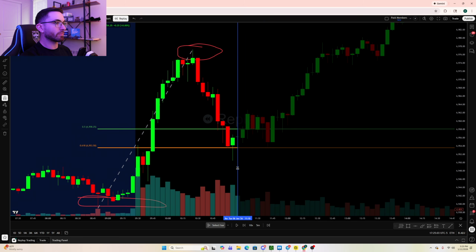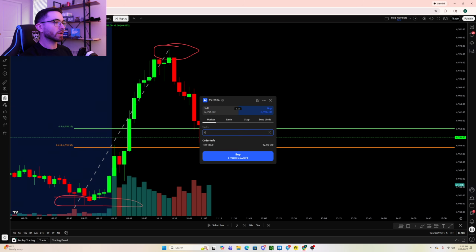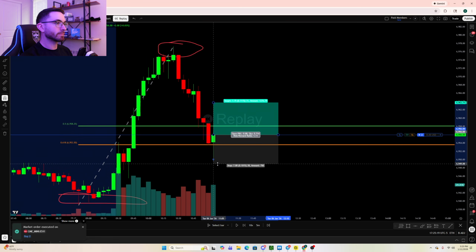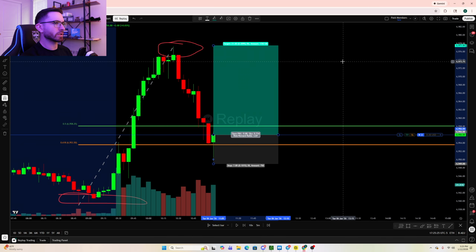So if we go back to replay mode, let's just say you entered based off of this candle right here. Let's just go ahead and buy 2 contracts. Your stop loss would be below this 5-minute candle right here with weakness. As far as your take profit, I believe it went back into high of day. I think it actually went higher than that.